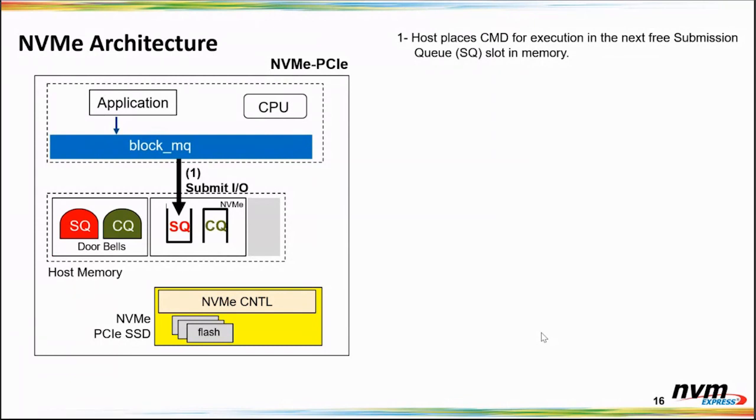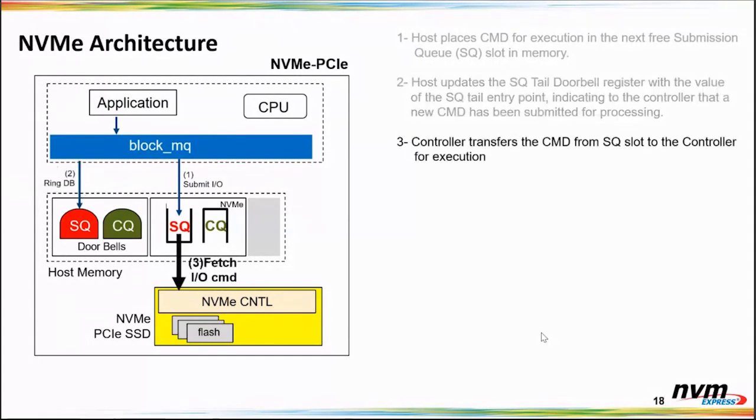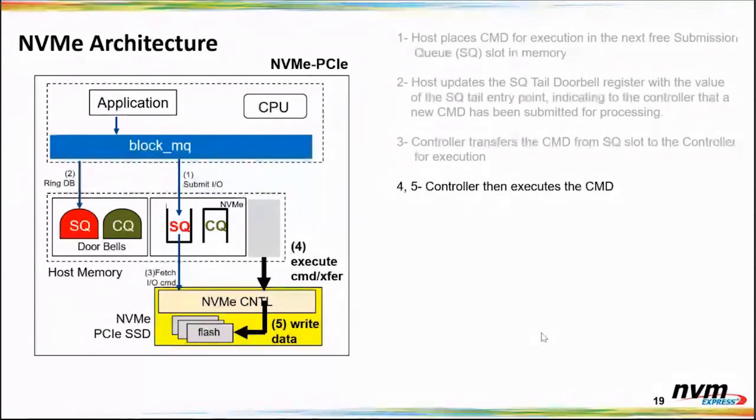So now once the CQ and doorbells and all those things are there, let's get back to where, number one, the submit IO is done. Next, the system has to tell the controller that I have done something, so it'll ring the doorbell. Then the controller will fetch the command and execute the command. Let's say it's writing data or reading the data.